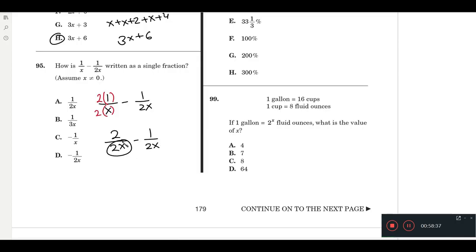Now you see the denominator is the same. We keep the denominator and subtract the numerators. So we get 1 over 2x. That's the answer. So it's A.